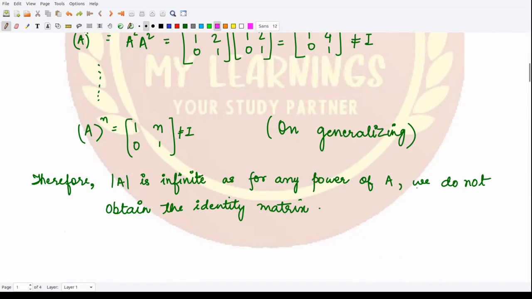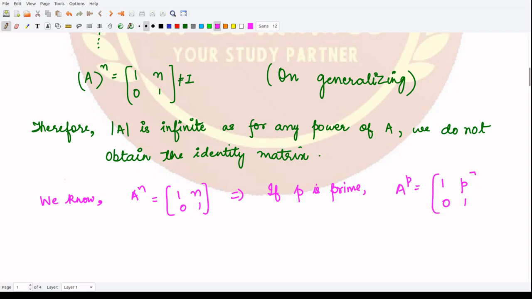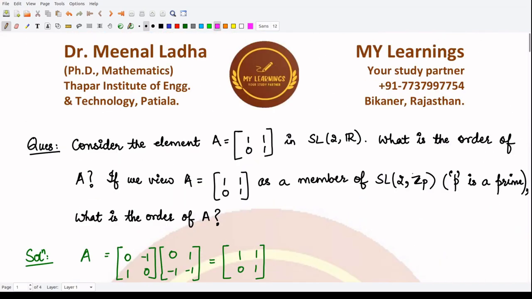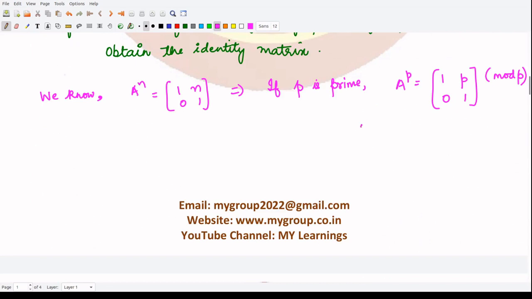By the above argument, A raised to n is equal to the matrix with 1, n, 0 and 1. So this would imply, if p is prime, that A raised to power p is equal to the matrix with 1, p, 0 and 1. But now we are doing the calculation under mod p. Why? Because we are in the group ZP. So here the calculations are performed under mod p. Hence we have A raised to power p.